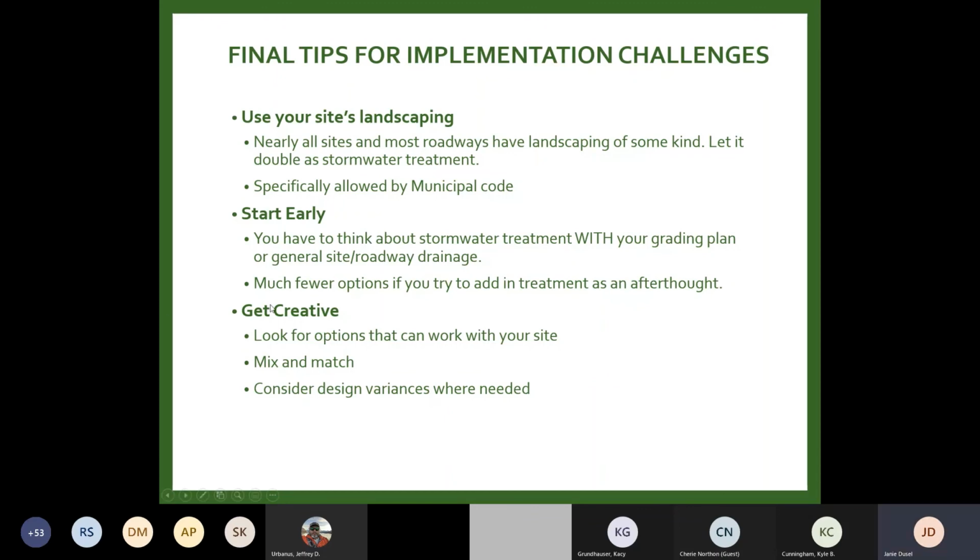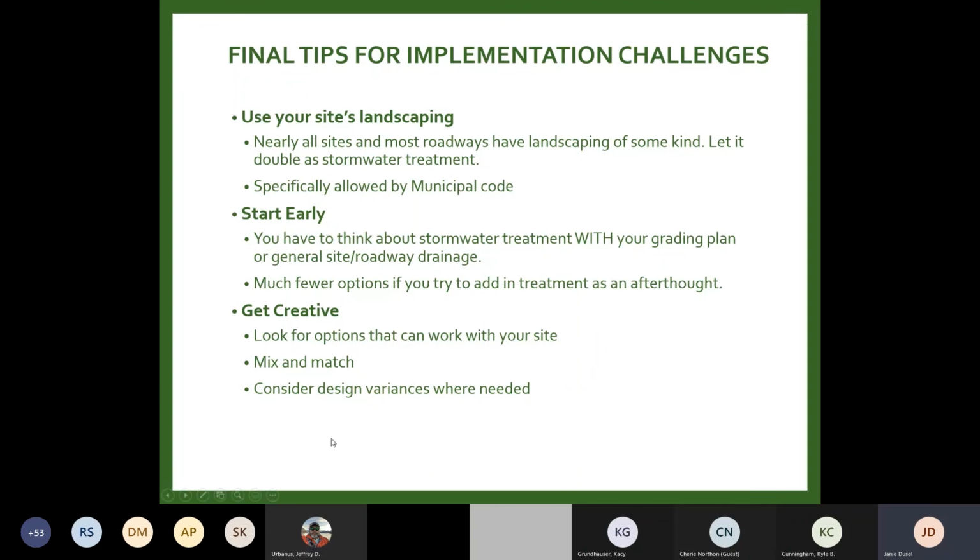And then lastly, get creative, right? Look for some options that can work with your site that may or may not be incorporated in the DCM. Think about how you can mix and match. There are, like I said before, lots of different resources out there for difficult sites and for different green infrastructure configurations. And if you still can't find one, or you still need to make some modifications, then consider doing design variances where it makes sense to do so. Instead of nothing, all or something is a better way to look at it.